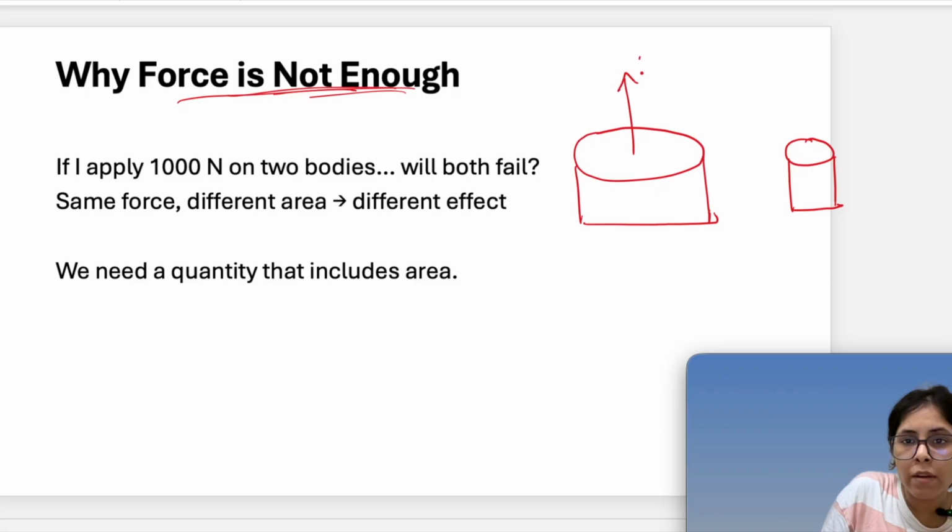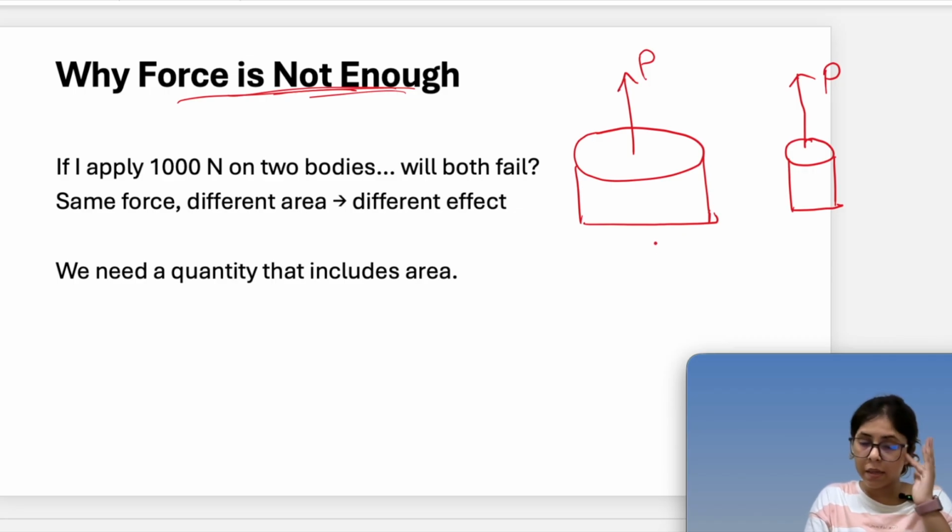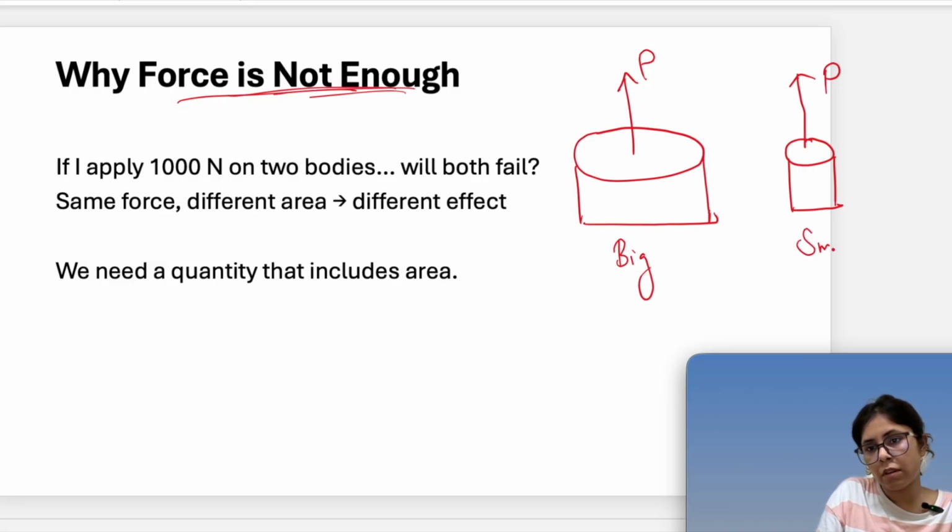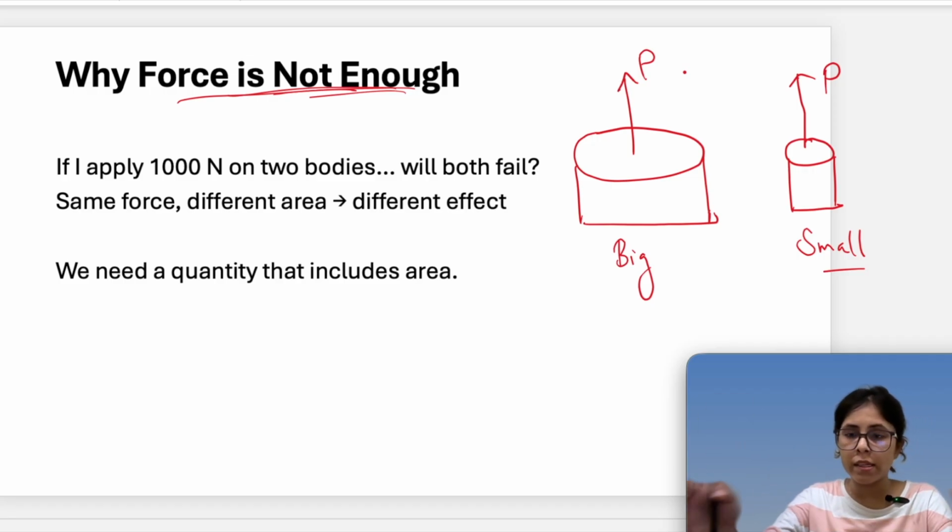I am applying the same force P, tensile force P. So will it create the same effect on both the bodies? Like this body is the bigger one, a large body, and this is the smaller one. So it's a small body. Will the same amount of force generate the same effect on different types of bodies? It is definitely a no.